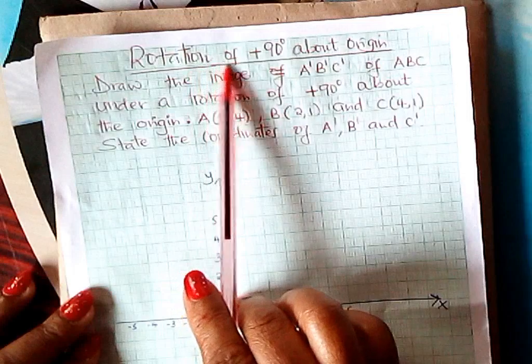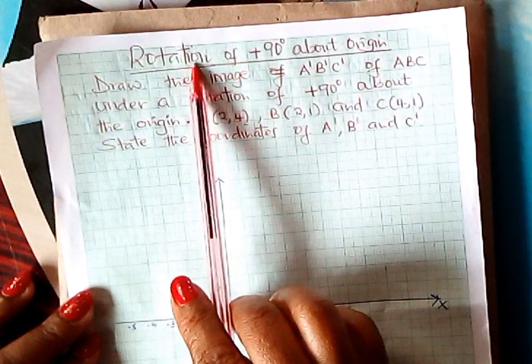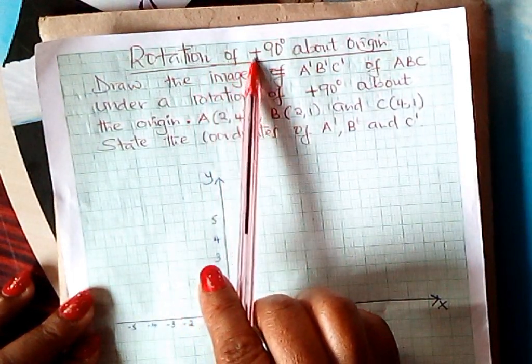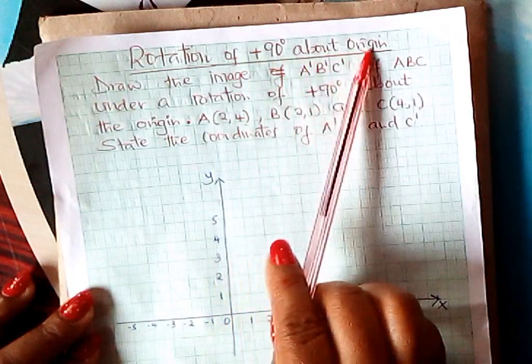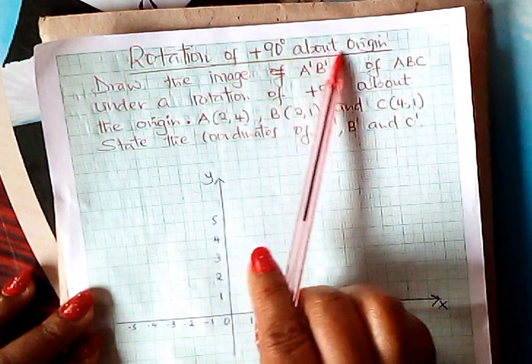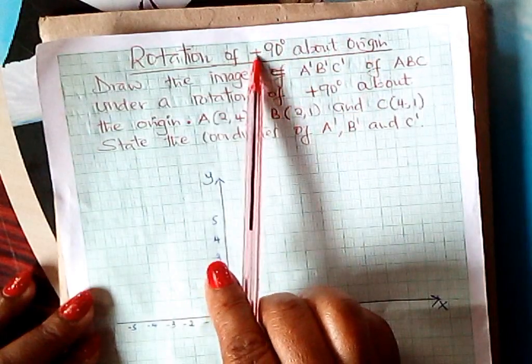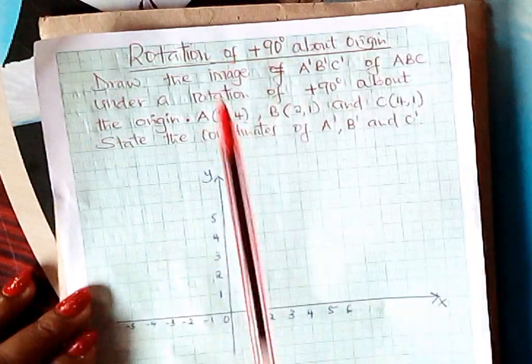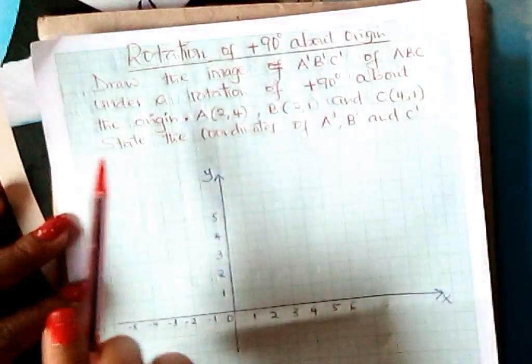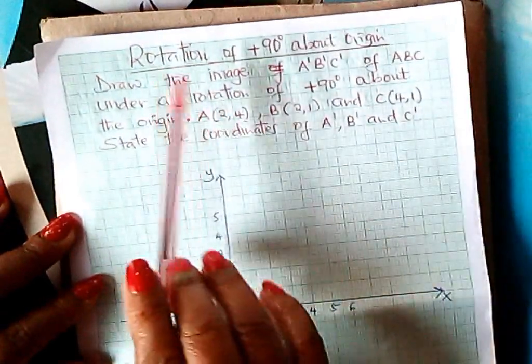We are looking at rotation, and specifically we are looking at rotation of positive 90 degrees about the origin. Positive 90 degrees about the origin, what we call a positive quarter turn. Let us look at this example.